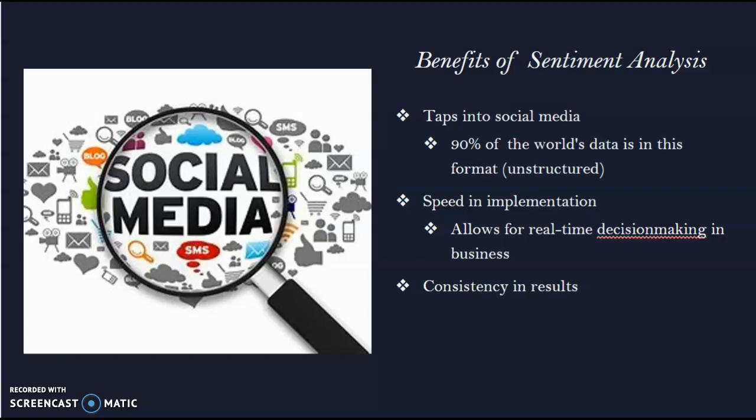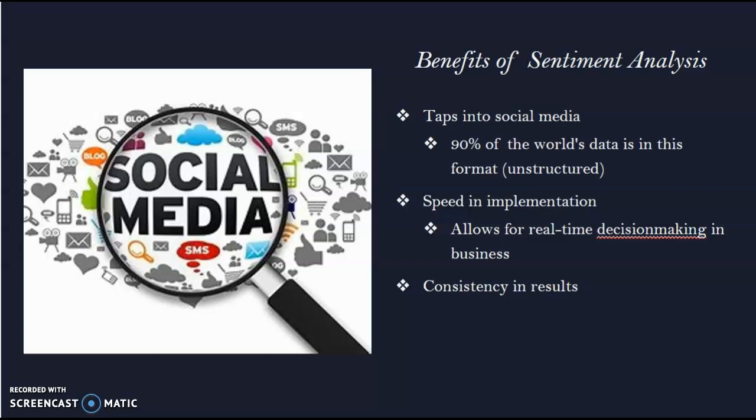Is a PR crisis taking over social media channels? Let's take that product down that caused it. These are some of the quick decisions companies need to make on a regular basis, and sentiment analysis facilitates this.